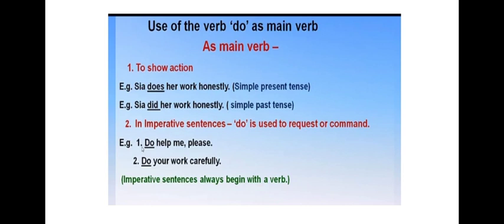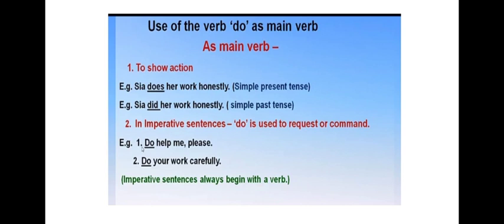In our previous classes, we have learned the uses of the form of be and have as main verb and as helping verb. Now today we would see the last form of verb, that is the form of do. Okay, now let's see how we use it as a main verb. Now you know what a main verb is and what a helping verb is, right? So today we would see the use of the form of do as main verb.